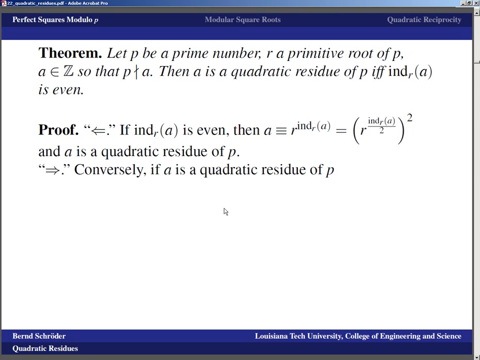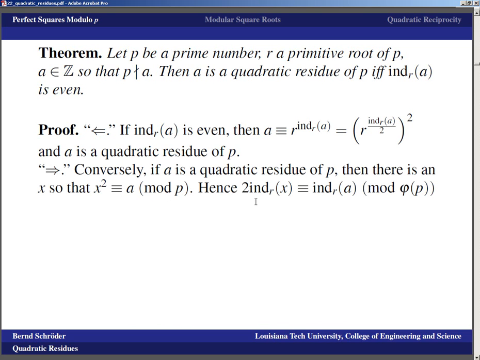Going in the other direction, if a is a quadratic residue of p, then there is an x so that x squared is congruent to a modulo p. And that means that 2 times the index of x is congruent to the index of a, and the whole thing is modulo phi of p. And so because phi of p is even, the index of a must be even. That bothered me for a minute when I looked at the slides before the presentation.